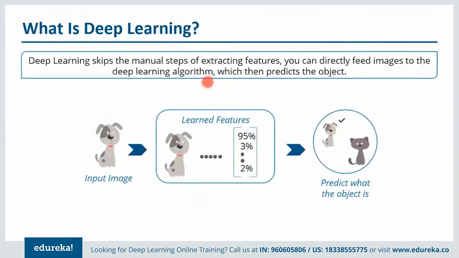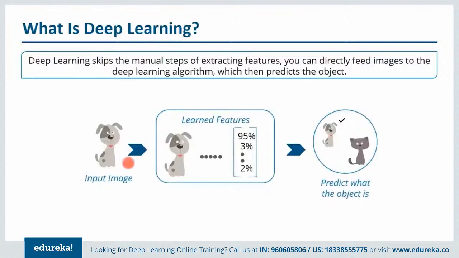So what happens in deep learning? We skip the manual step of feature extraction. We directly take the input image and feed it to our deep learning algorithm. Because of that, apart from the features we would have manually provided, there might be many other features which are important. For example, if our features don't include the length of the neck, and that is one of the major features in order to classify whether it is a cat or a dog, our algorithm will automatically determine that feature and take it into consideration, and then it will classify whether the input image is a cat or a dog.